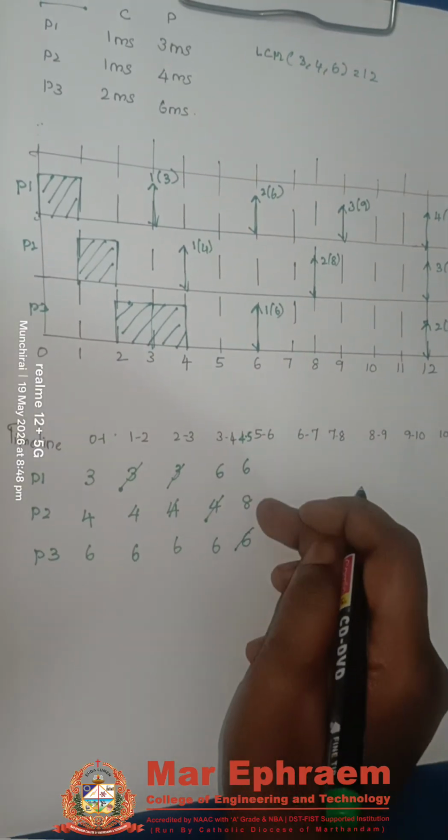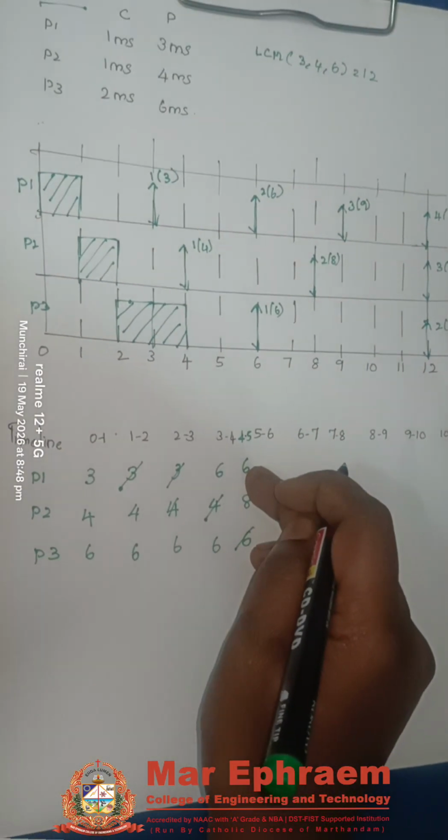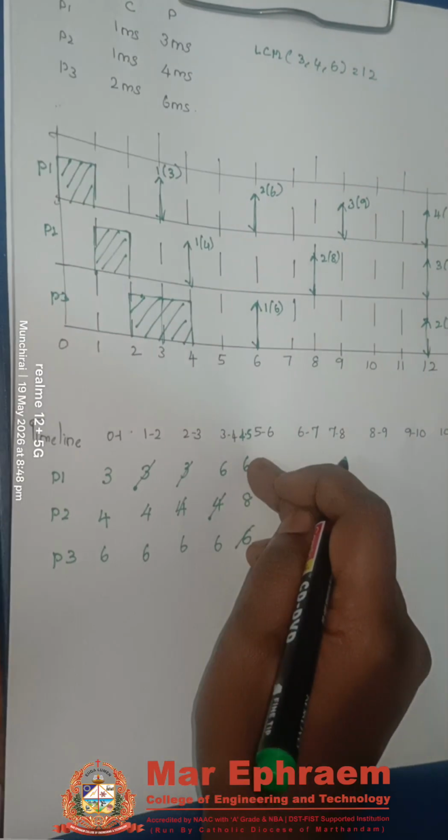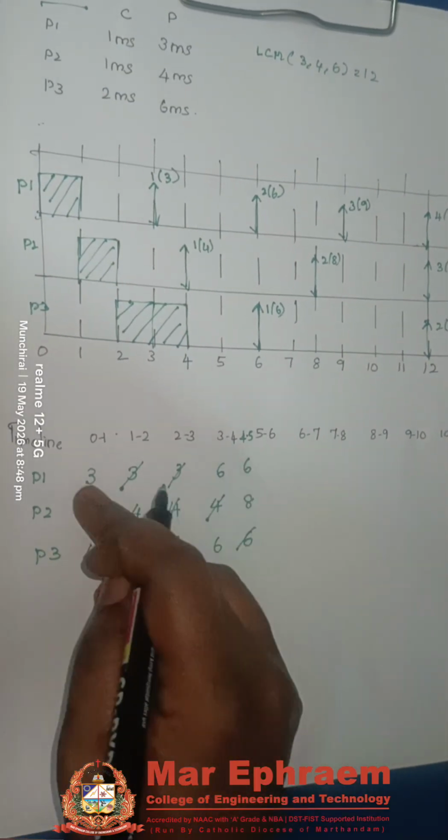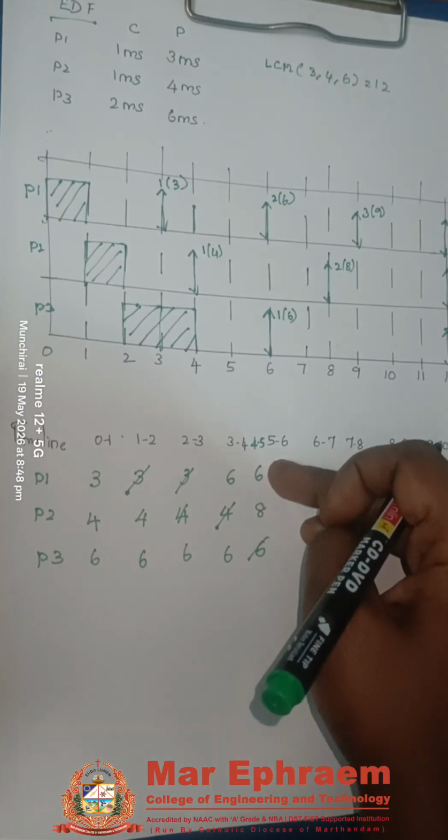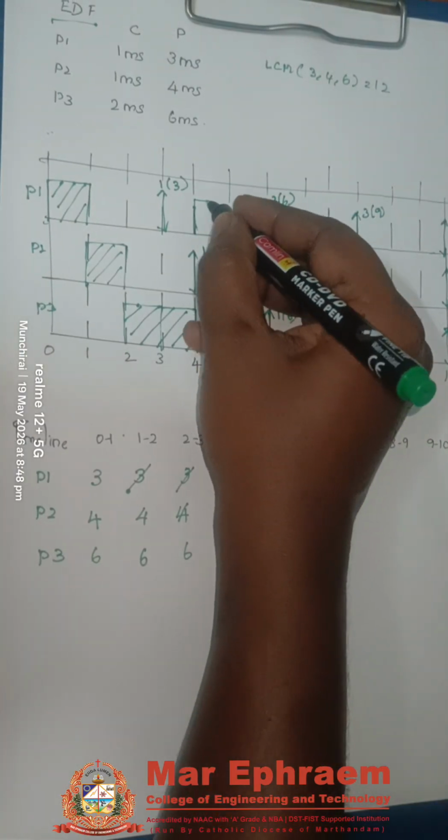Now we are going to find the next highest priority, which is the lowest period. So here 6. 6 has the next highest priority. So what we are going to do with 6, that is process P1, is execute P1 for the 4 to 5 cycle, the 4th to 5th period.